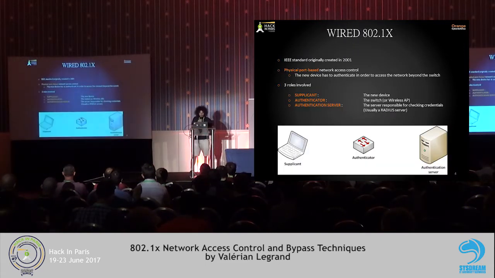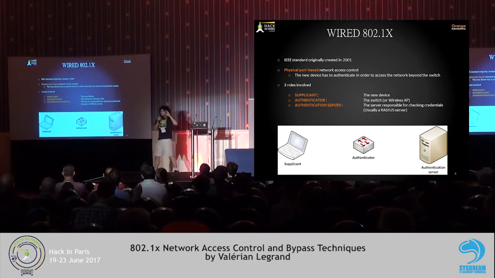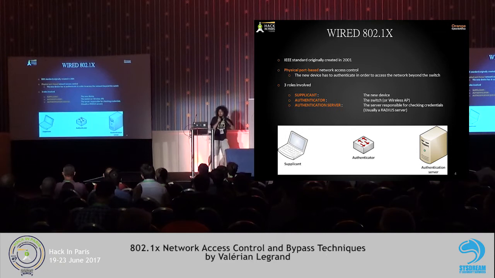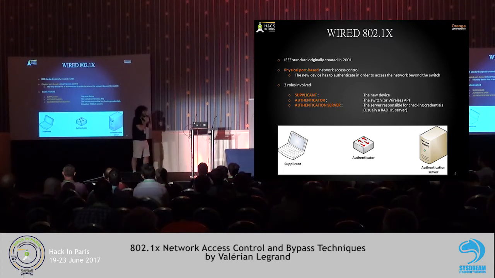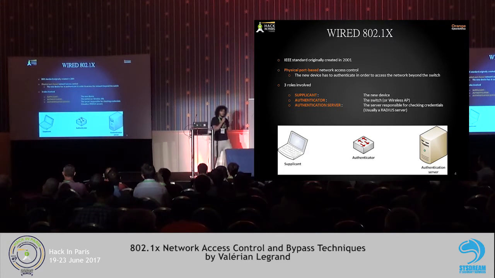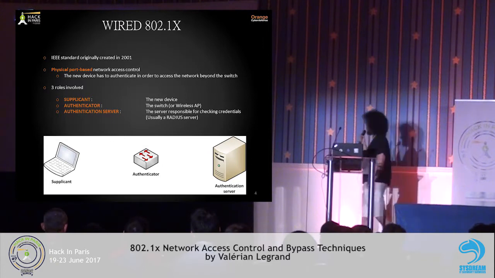So, let's go. The 802.1x standard is pretty recent in the history of network protocols, as it was created in 2001. The goal of 802.1x was to provide physical port-based network access control. Basically, the goal is to authenticate new devices willing to connect to your corporate network, either through Wi-Fi, but here we are talking about wired .1x.